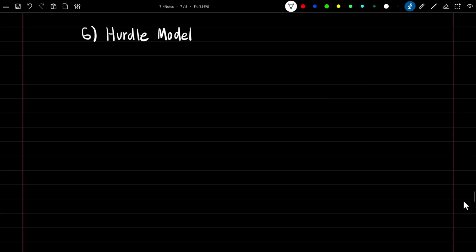Hurdle model. So just like our zero-inflated model, we're going to use our hurdle model when we have an abundant amount of zeros. And again, our hurdle model, just like our zero-inflated model, is going to be broken down into 2 different models: a binary model and our count model. But this time, our binary model, for the probability that y is equal to 1, is going to represent the probability of not overcoming our hurdle.